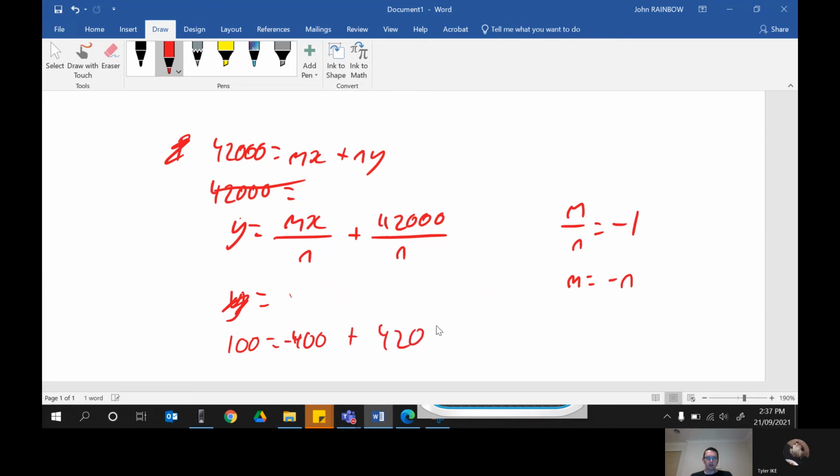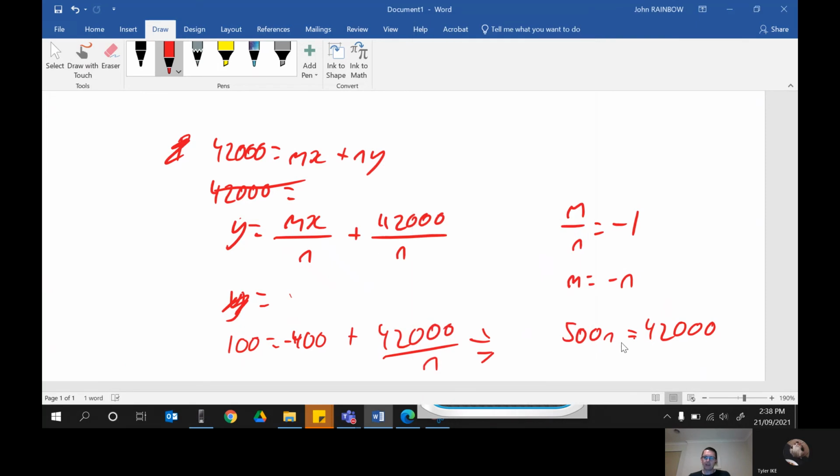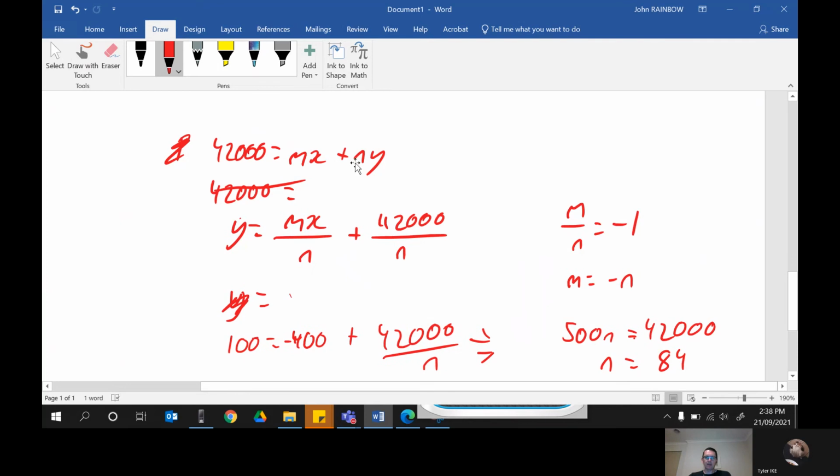plus 42,000 on N. Right? So that's going to be 500. So that would then turn into 500N equals 42,000. And then 42,000 divided by 500, which is the same thing. There we go. Now I am getting there. Equals 84. So you know N equals 84.